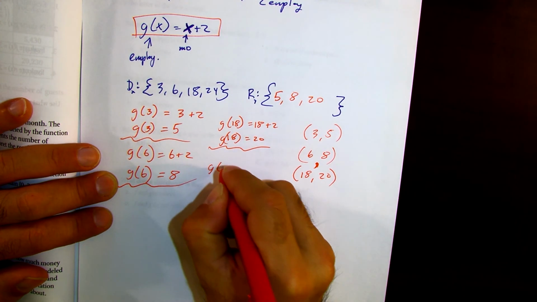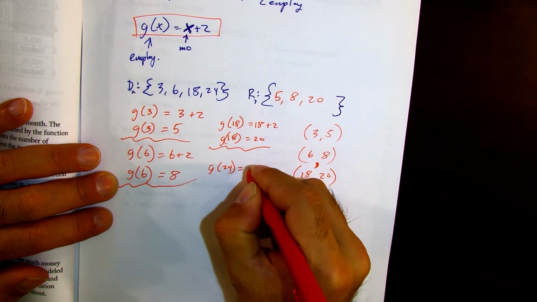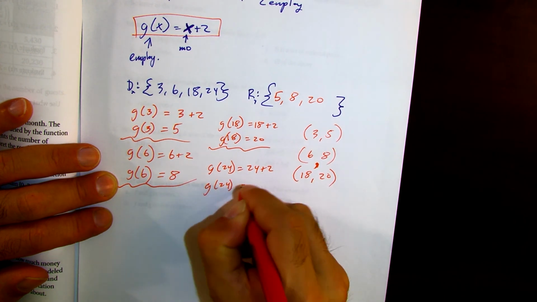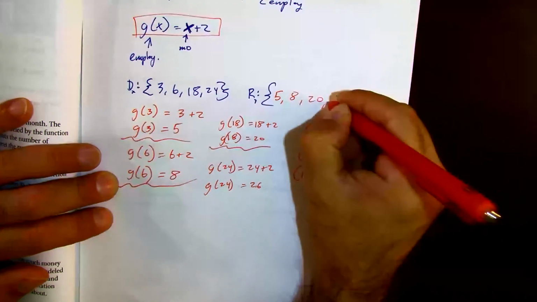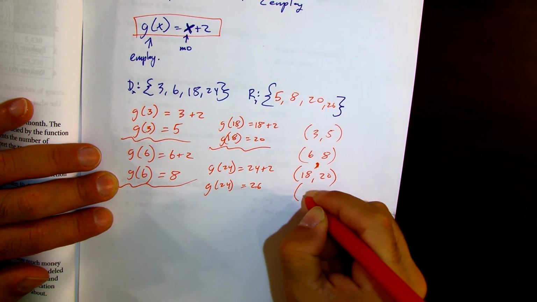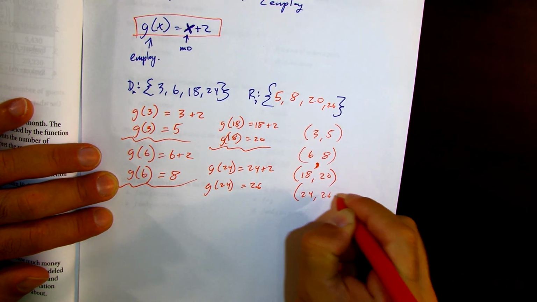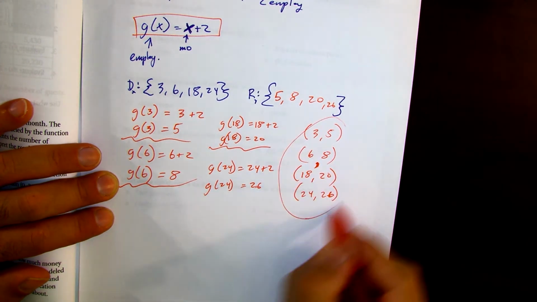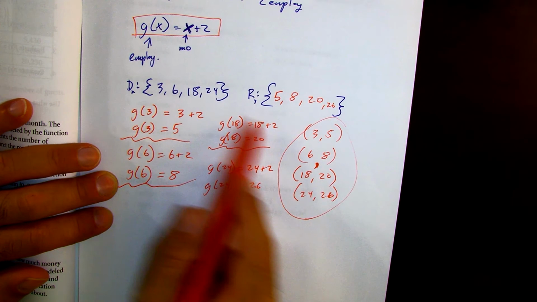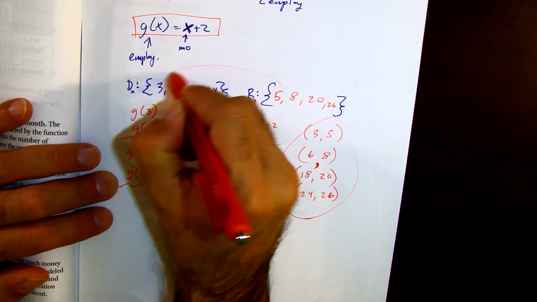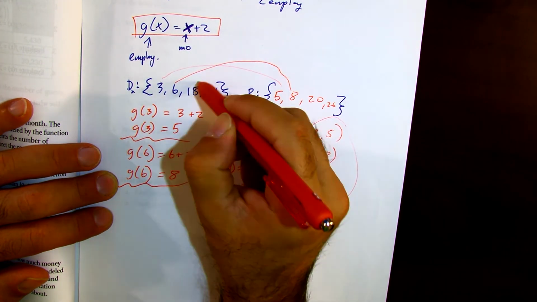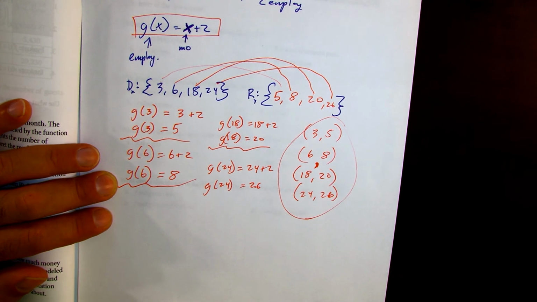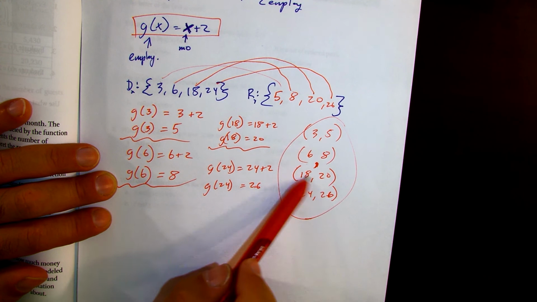Last, G of 24. We're going to have 24 plus 2. G of 24 is 26. So when I plugged in 24, I got 26. So here are my points. When I plugged in 3, I got 5. When I plugged in 6, I got 8. 18 gave us 20. 24 gave us 26. So these are our points now that we just have to graph.